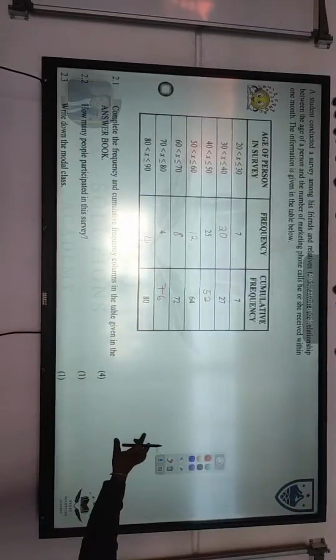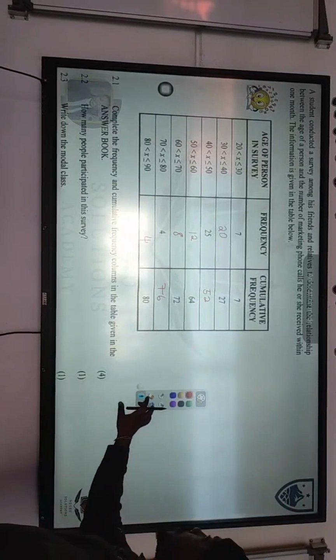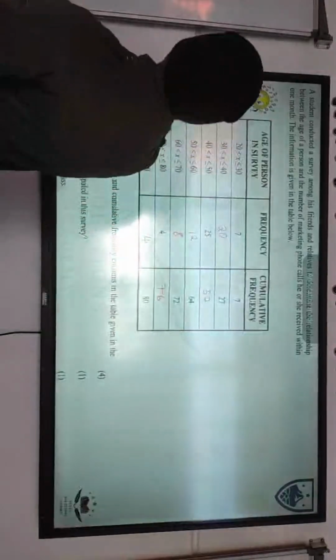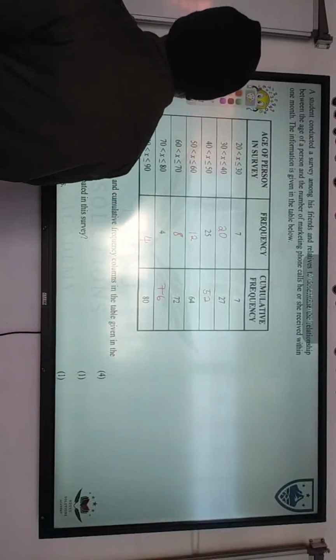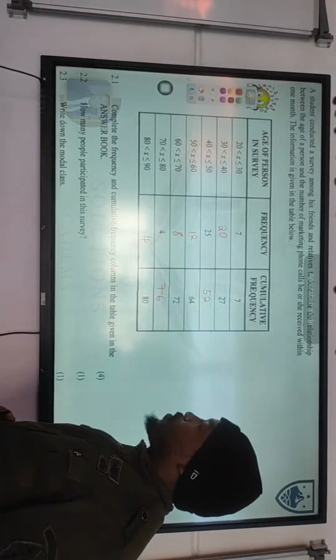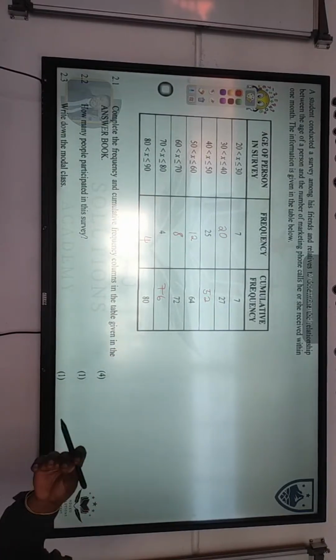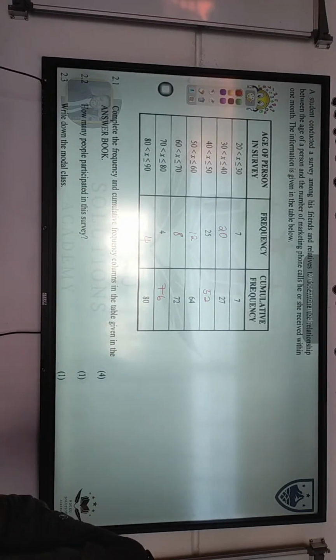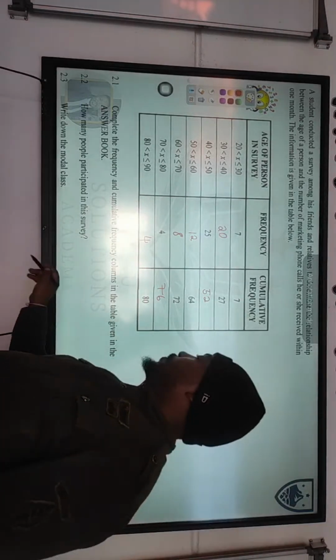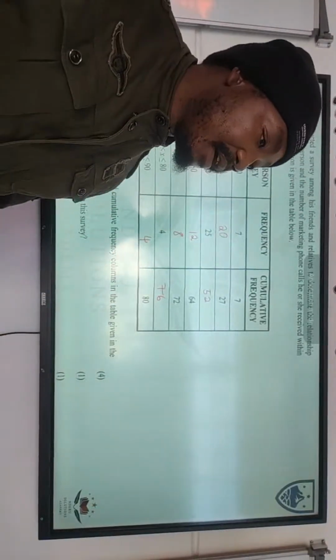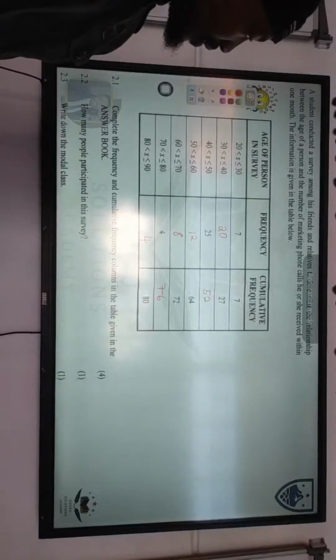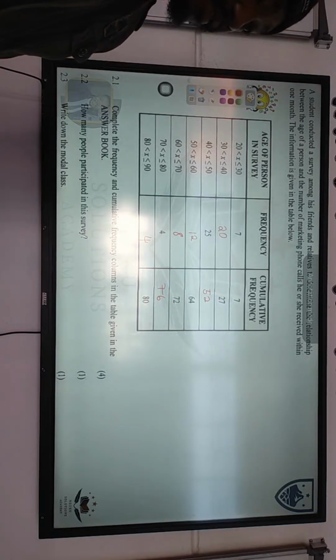Now, let's take a look at this one. Complete the frequency and cumulative frequency in the column. We have done that. How many people participated in this survey? How many people? The total at 76 is 80.